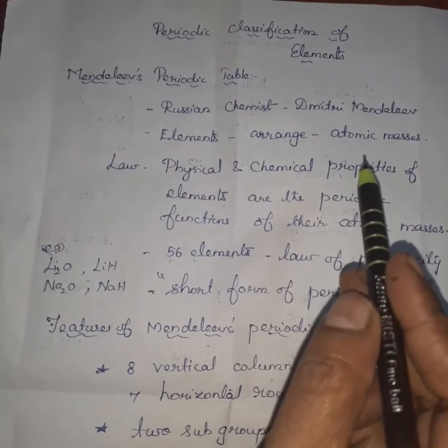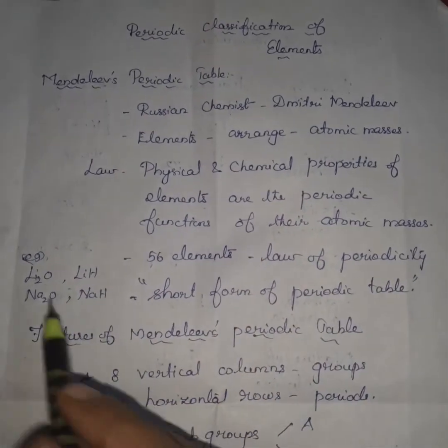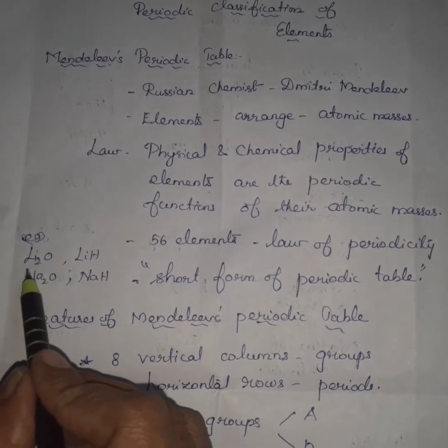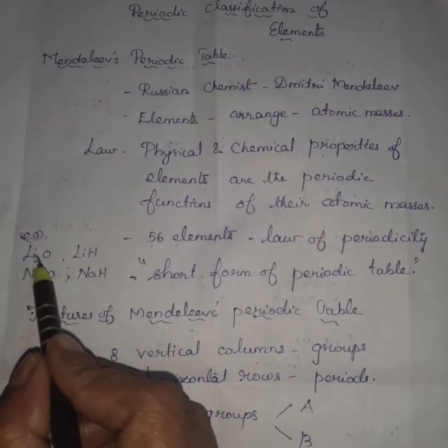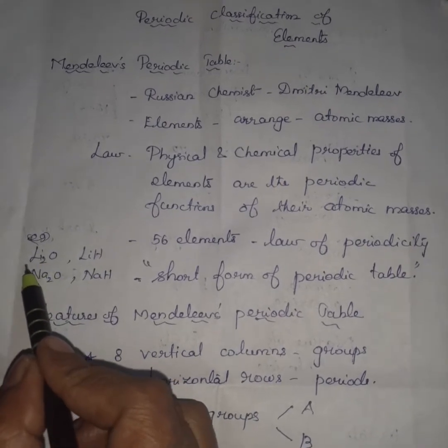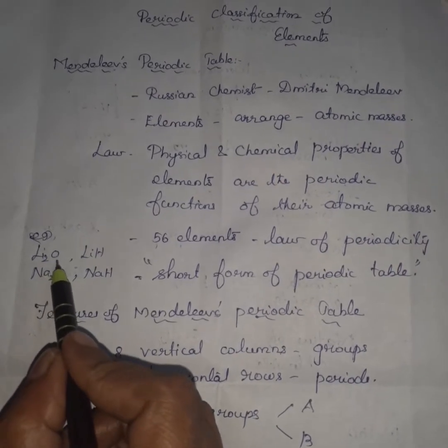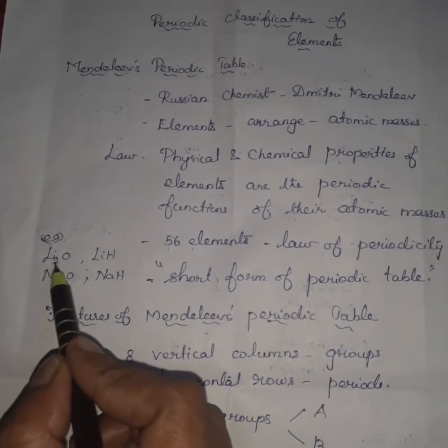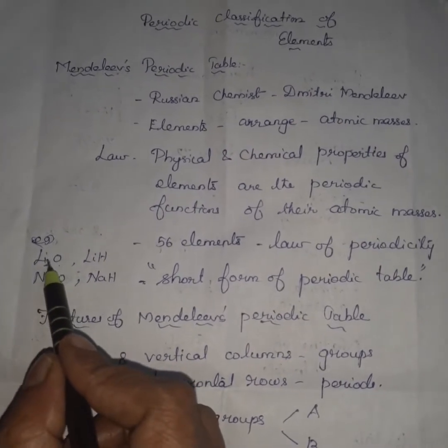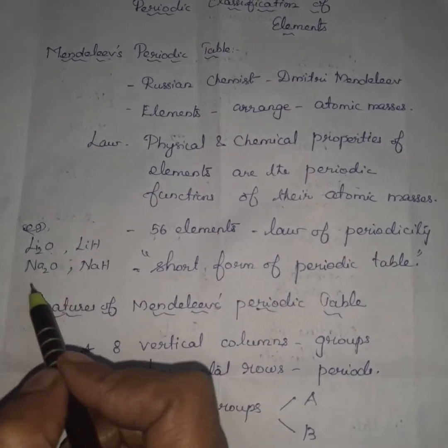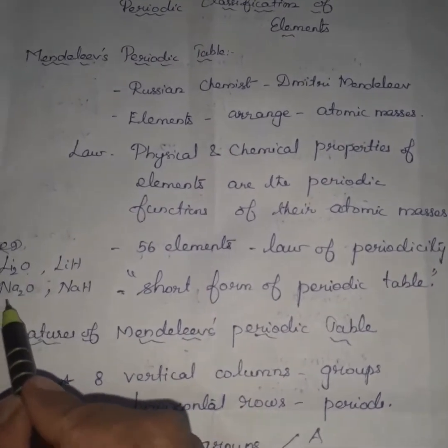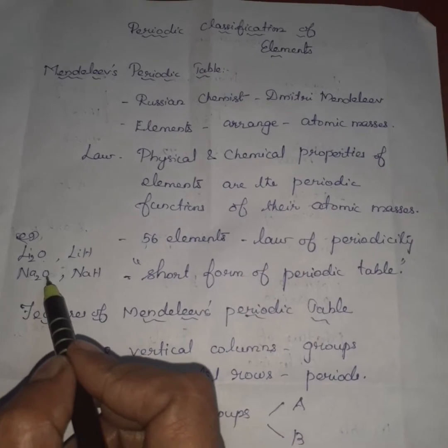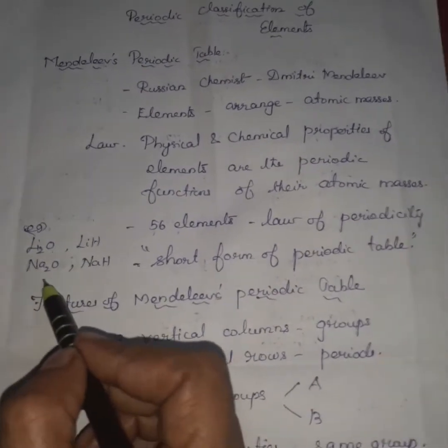Do you understand clearly? One example here. Lithium reacts with oxygen to form the compound Li2O. Sodium reacts with oxygen to form the compound Na2O. Do you understand clearly? Li2O, Na2O.